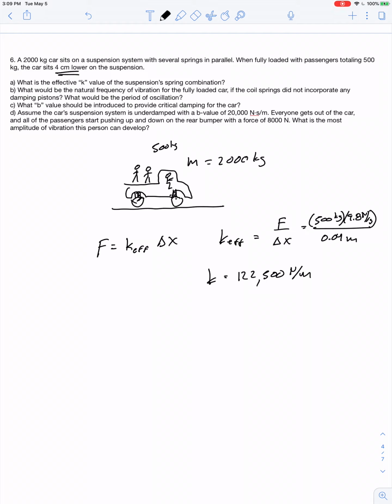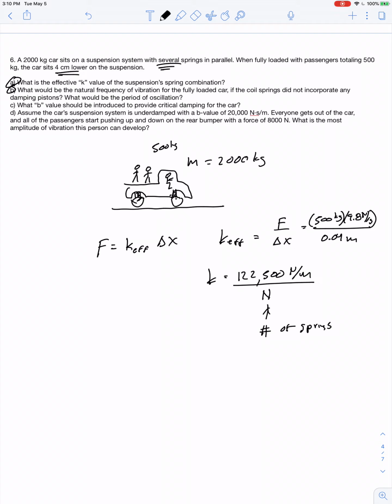So if all of the springs are in parallel, we don't know, we weren't told how many. We were just told it's several springs. So if you were just to divide this effective spring stiffness by capital N, where capital N represents, not newtons in this case, but the number of springs, then you would have the k value per spring.